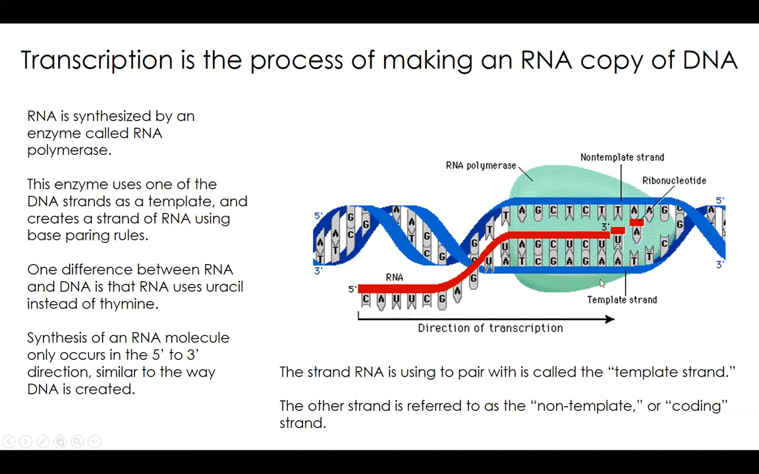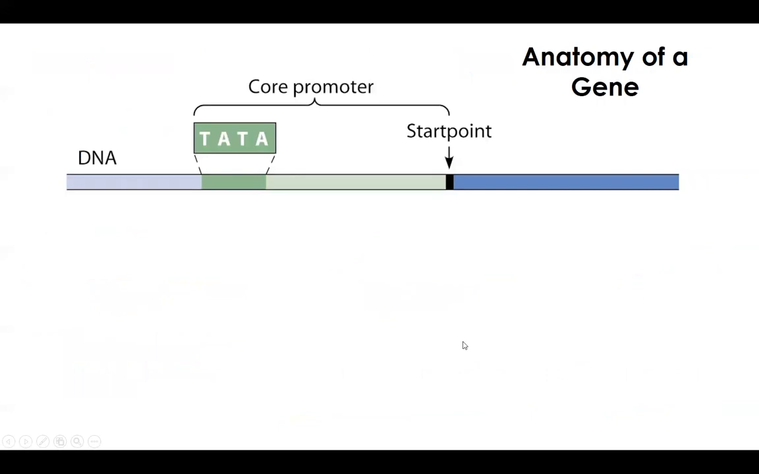Okay, so let's now talk about the anatomy of a gene, so what it even means to be a gene. We think of a gene as a unit that's going to give us some type of information or that's going to be transcribed. So anything that's going to be transcribed, we have to mark it as an area that needs to be transcribed. There's a lot of DNA in your genome.